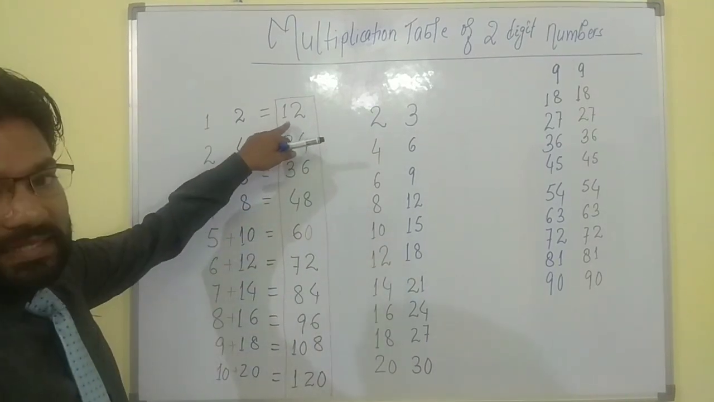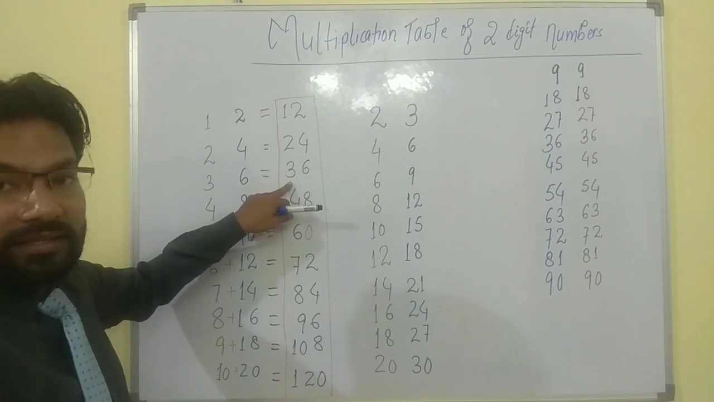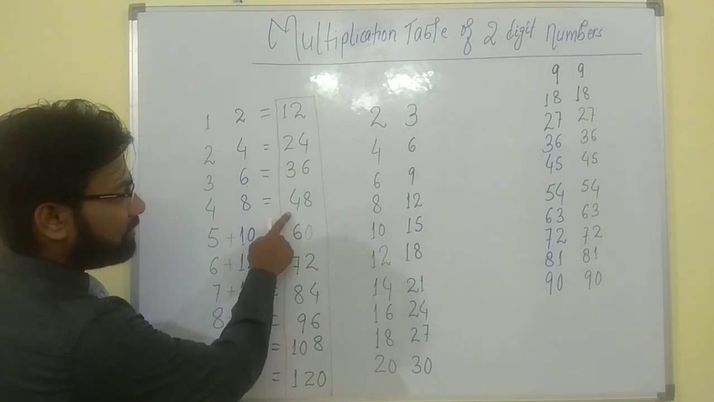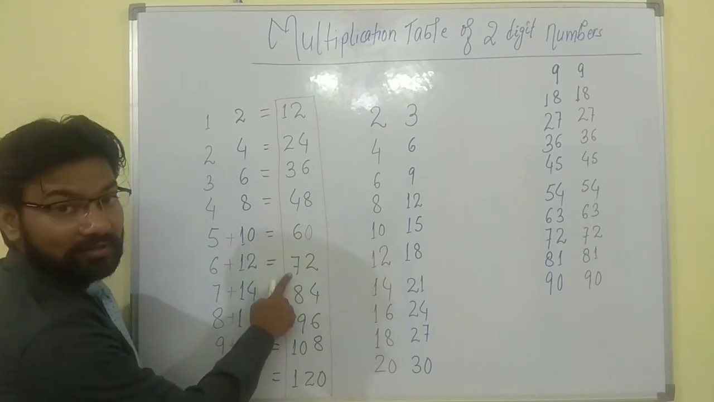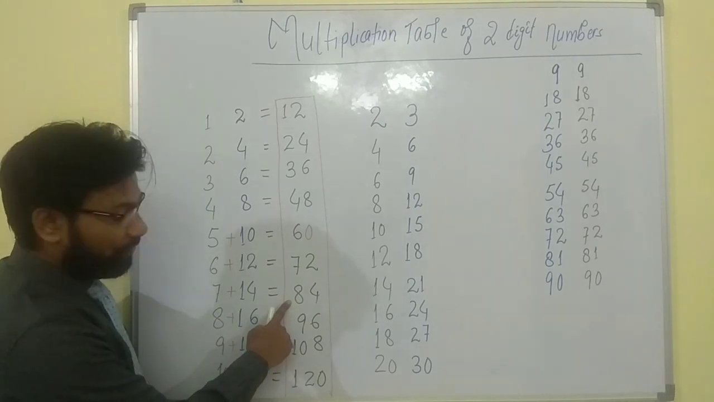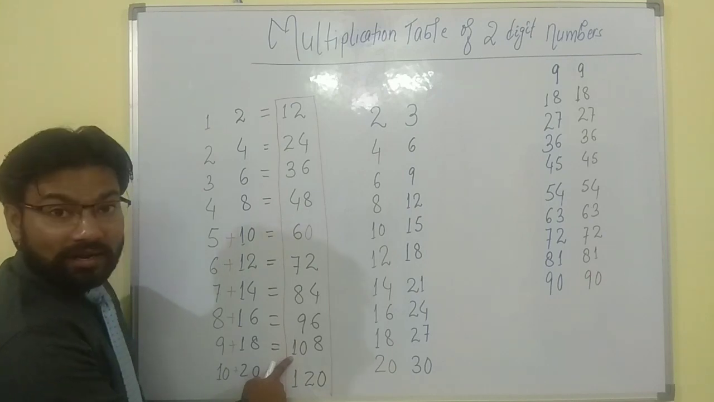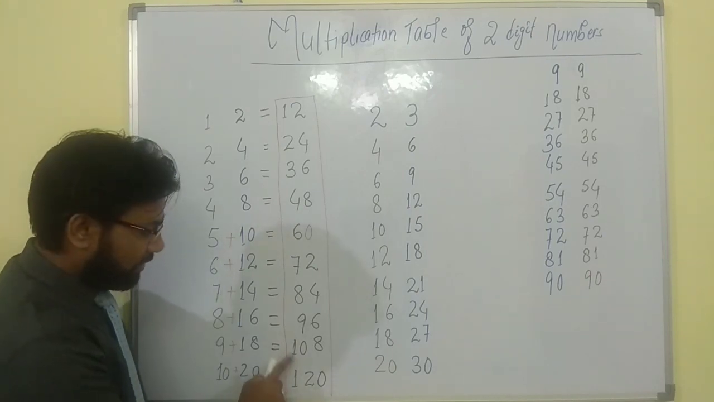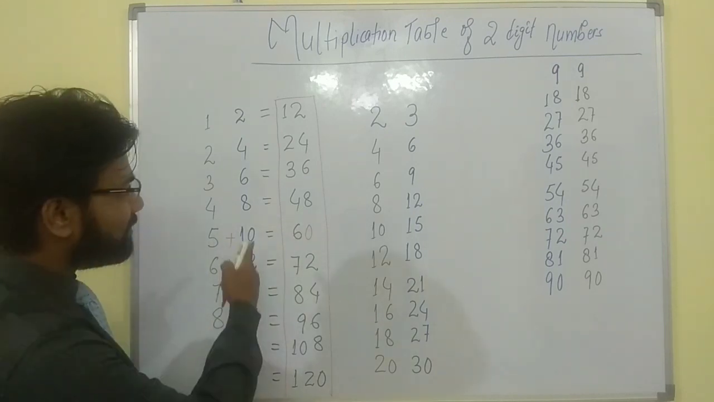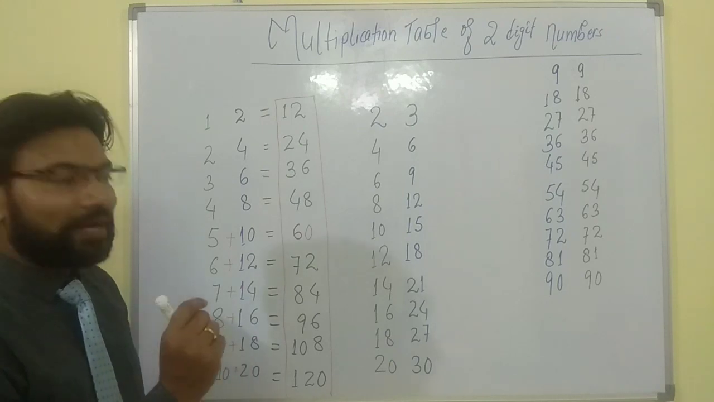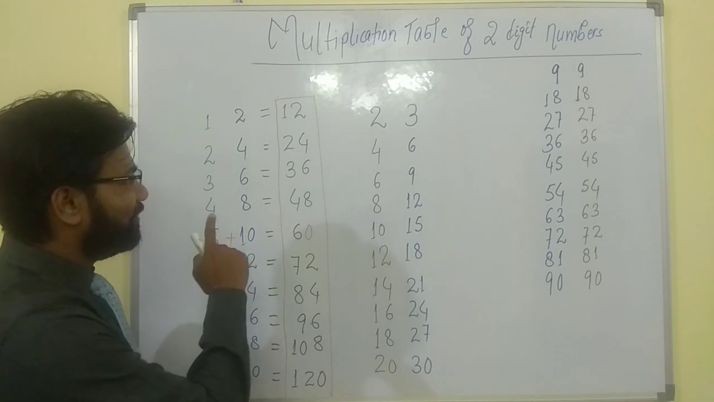12 ones are 12, 12 twos are 24, 12 threes are 36, 12 fours are 48, 12 fives are 60, 12 sixes are 72, 12 sevens are 84, 12 eights are 96, 12 nines are 108, and 12 tens are 120. Isn't it very simple to write the table now? Very simple. Now let's check one more table to make you believe that this rule works.